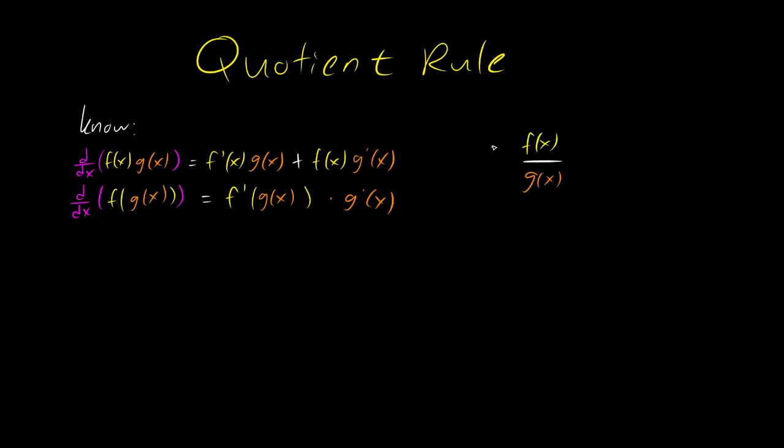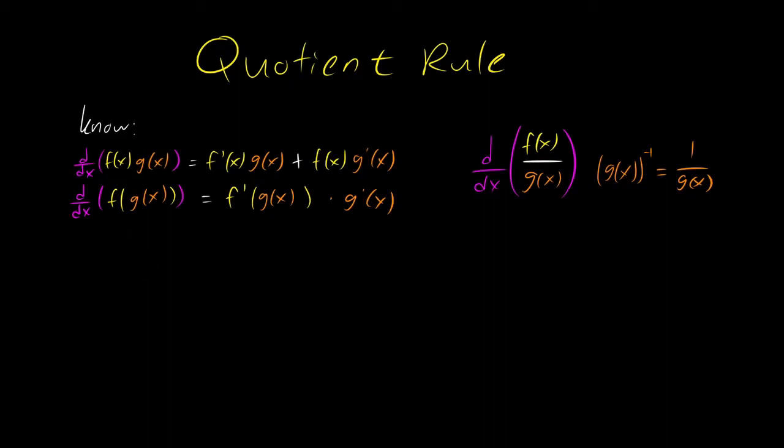If we want to differentiate f of x over g of x, well, this doesn't look like a product, but if we rewrite this g of x as g to the power of -1, then we would have a product rule situation. Now let me remind you that g of x to the power of -1 is also the same as writing 1 over g of x, because if you have a negative exponent, you put it in the denominator. So let's write it.